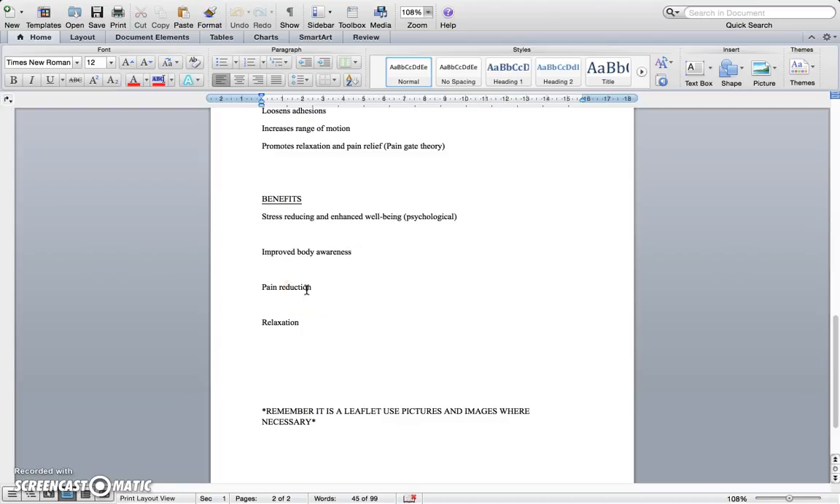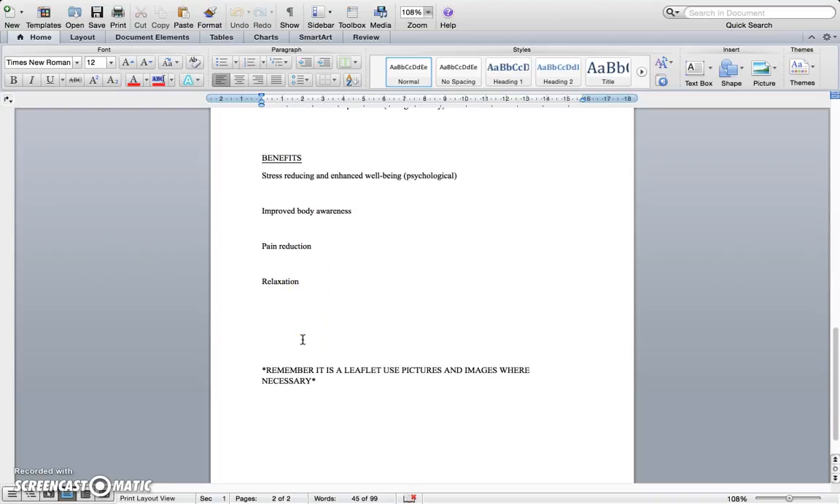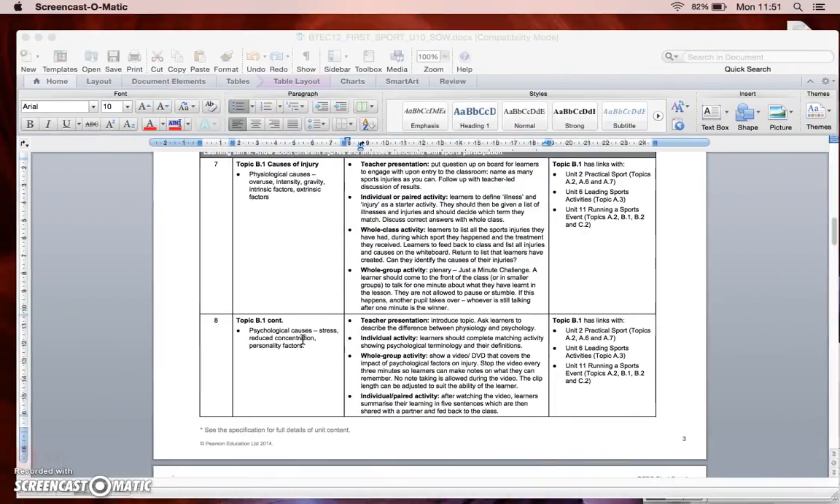Pain reduction: you need to talk about mechanoreceptors and nociceptors and talk about the actual detail of the pain gate theory in there. And the same for relaxation. Why is relaxation good? Well, it helps the performer sleep before a game, therefore their energy levels are increasing overnight while they're sleeping, which is going to increase performance. So all I want is just more detail in each section. If you have any other questions, just please ask. Cheers.